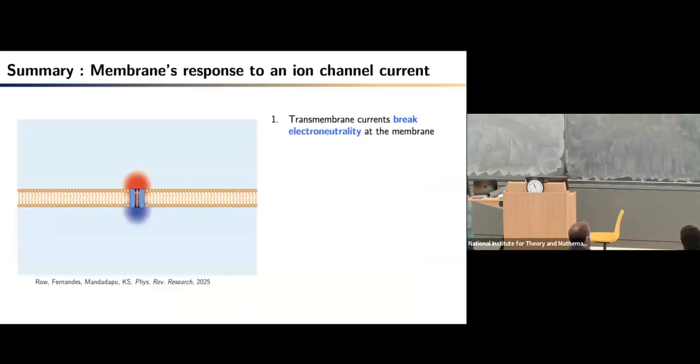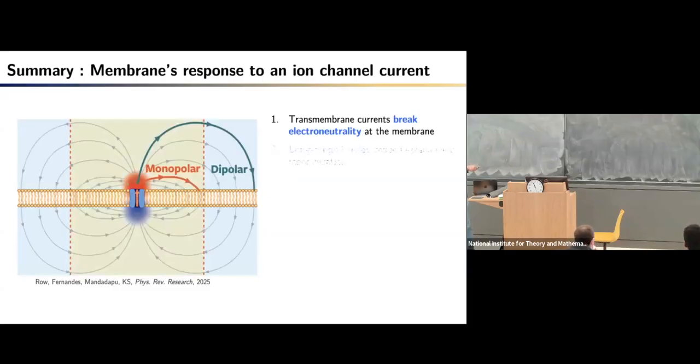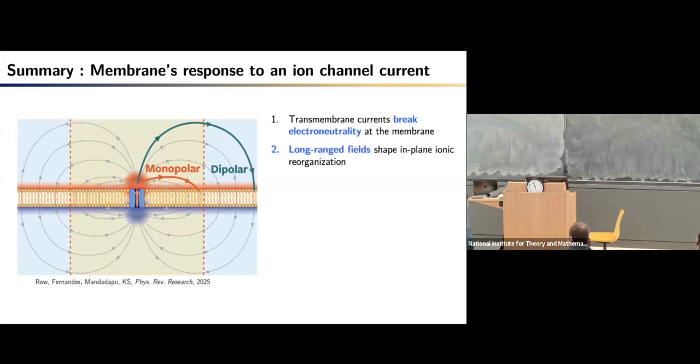All right. So just to summarize, the membrane's response to a single ion channel, that's the theory so far. The key elements that I want you to take away are that all transmembrane currents, because of their nature, break electroneutrality. And because they break electroneutrality at the membrane interface, you are going to have long-range fields that are propagating. They're not going to get screened because you are breaking electroneutrality over this 5 nanometer region.